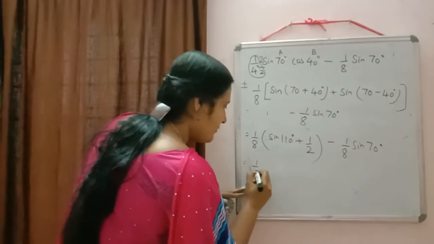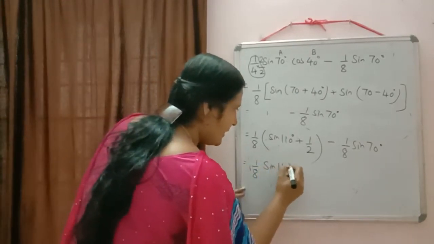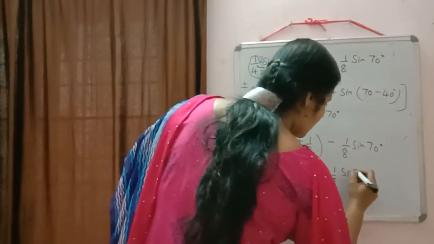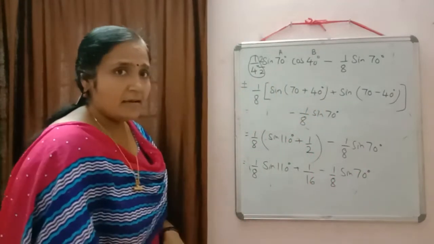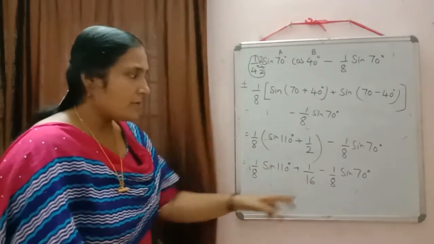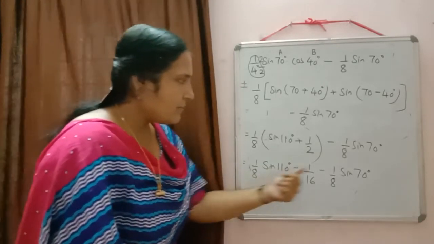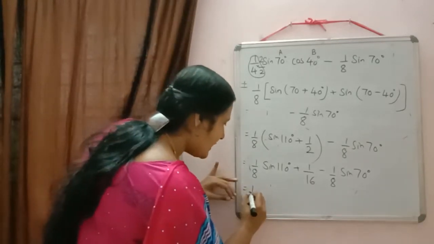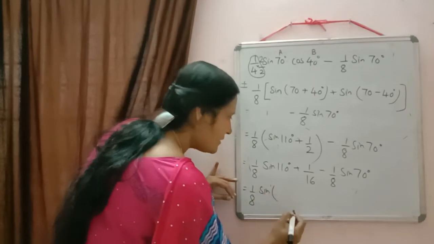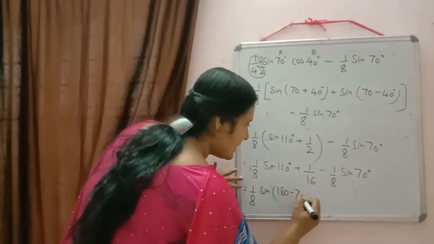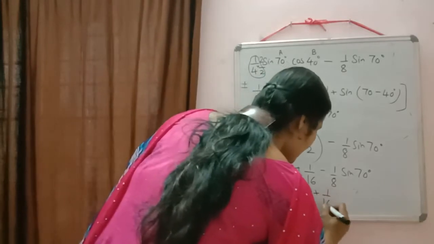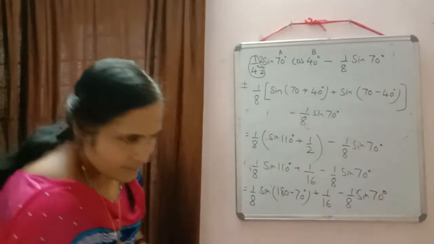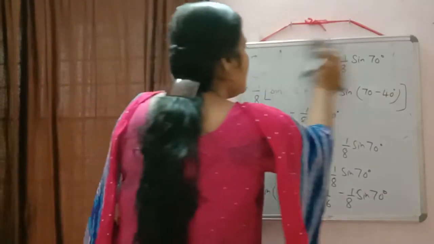Now if we will multiply, we will get 1 by 8 into sine 110 degree plus 1 by 16 minus 1 by 8 into sine 70 degree. What we need? The proof? 1 by 16. That already we got 1 by 16 here. So remaining these two should get cancelled there. So we can check again. 110, how we can rewrite? 180 minus how much? Yes, 180 degree minus 70 degree plus 1 by 16 minus 1 by 8 sine 70 degree. So again we will check sine 180 minus 70.